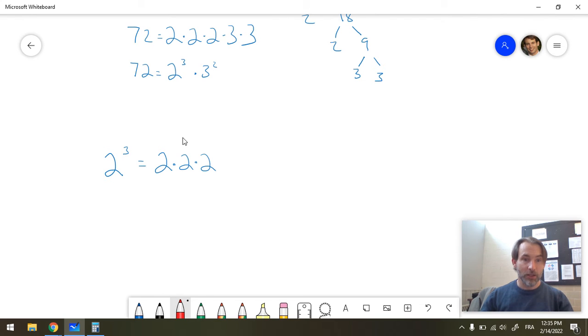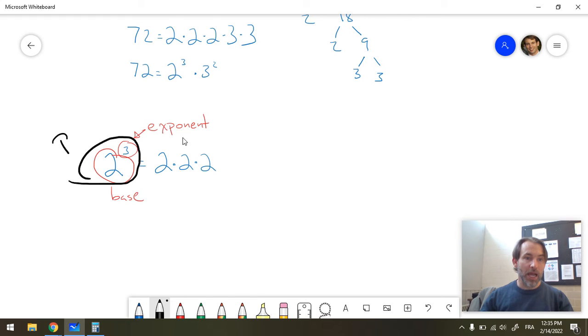2 multiplied by itself 3 times. Okay, now let's look at the parts here. This here is called the exponent. That tells you how many times to multiply. This is the base. It tells you what's being multiplied over and over again. And the whole thing is called a power. So these are our power rules, and we're breaking down our numbers into powers of primes. It's a really great skill to have, and we're going to practice it a lot.